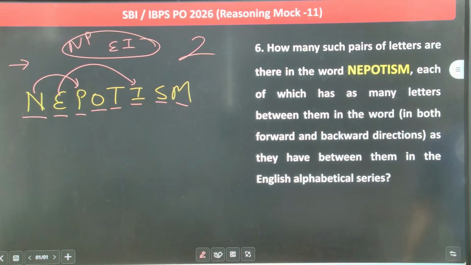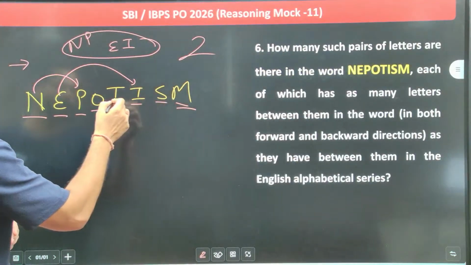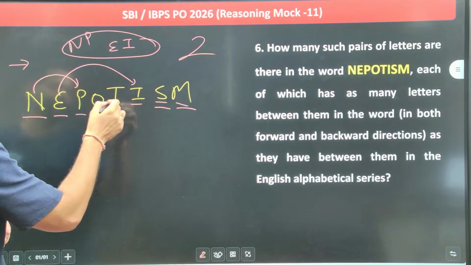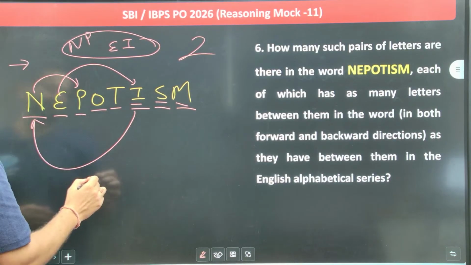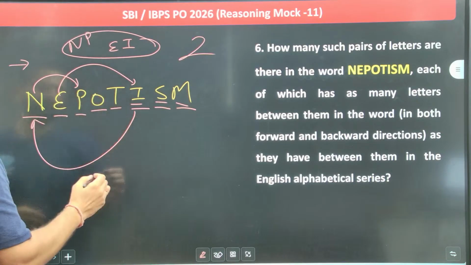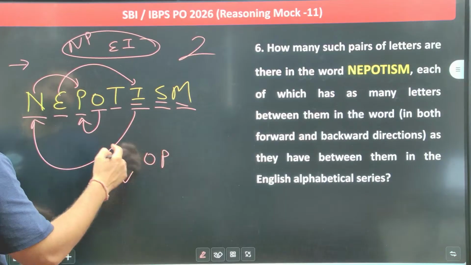Yes, Devyanshi. 3 pairs. So in backward, that means only one pair. Let us see. M N O P Q R S T, S T U V, no. I J K L M N, no. I to N, O P.